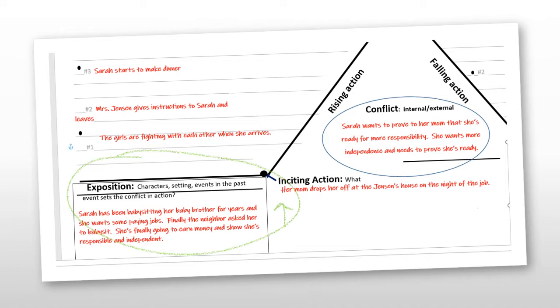So where are we going to start? We're going to start with the exposition, but the exposition on my plot diagram doesn't really name a specific event or place that it's happening. It's more background information about Sarah. And some of yours are like this also. You need to decide exactly what's happening when the story starts.